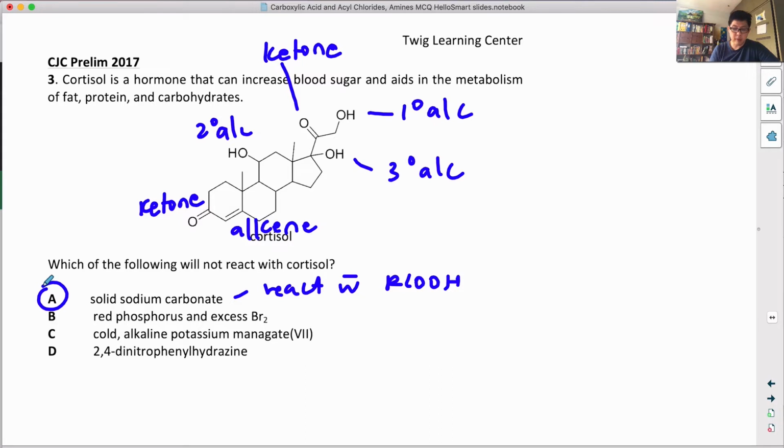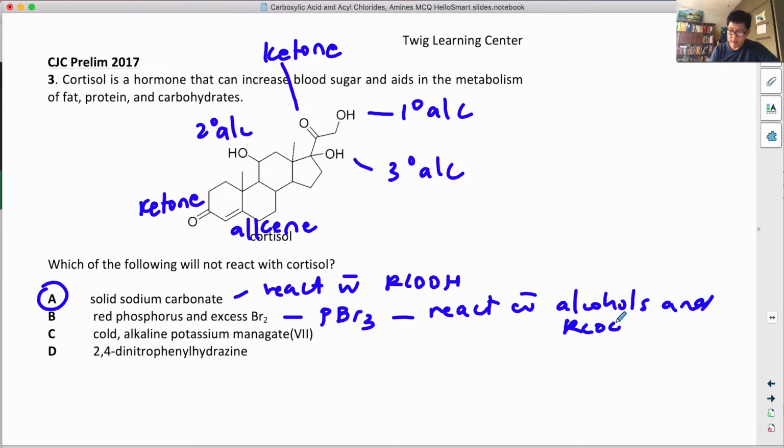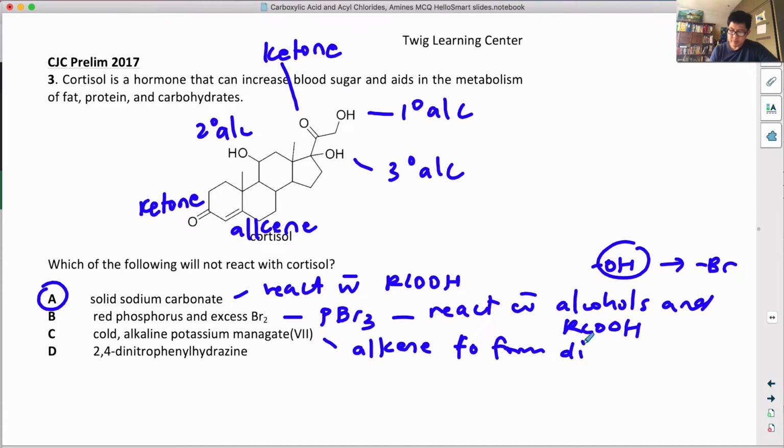Okay, red phosphorus and excess Br2, basically this forms PBr3. And PBr3 can actually react with alcohols and carboxylic acids. So all the OH will be replaced with Br, which means it can take place. Cold alkaline KMnO4 will react with alkene to form diol. There's an alkene over here, so yes, it can react. 2,4-DNPH of course reacts with carbonyl. There's a carbonyl here and a carbonyl here. So that's why the answer is A.